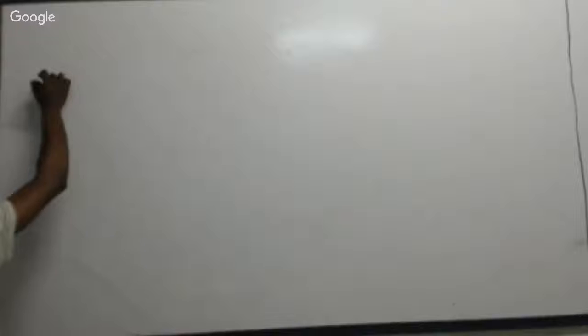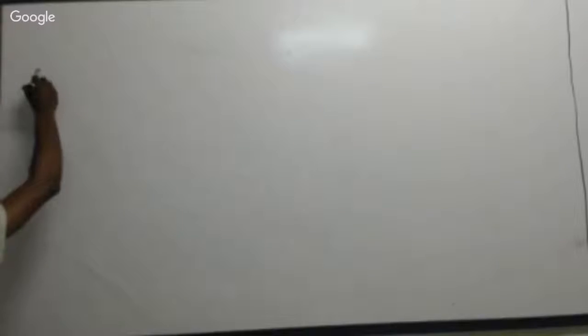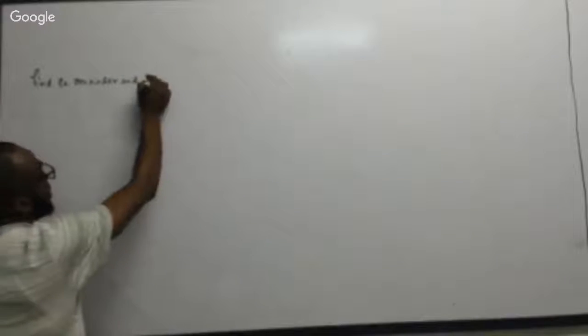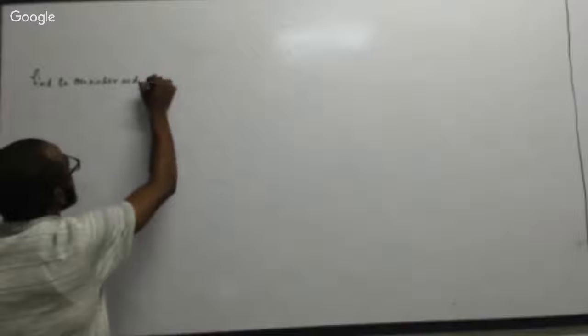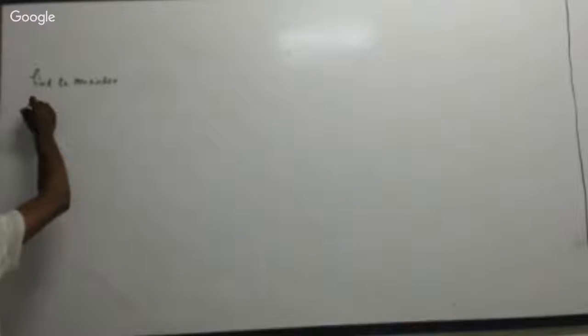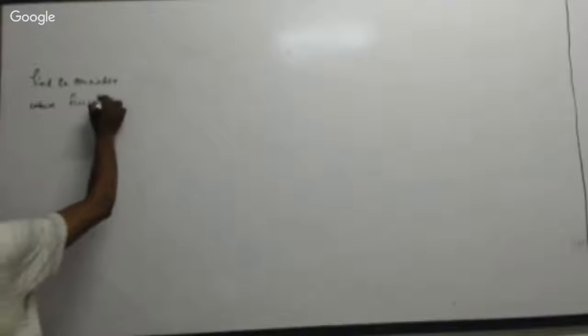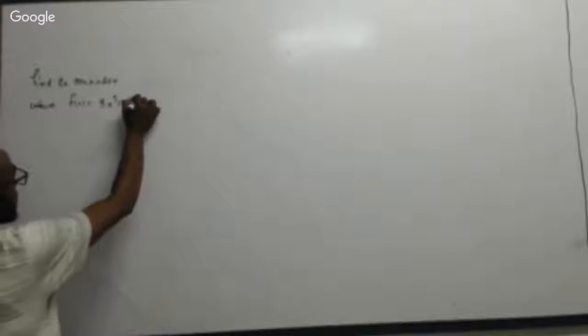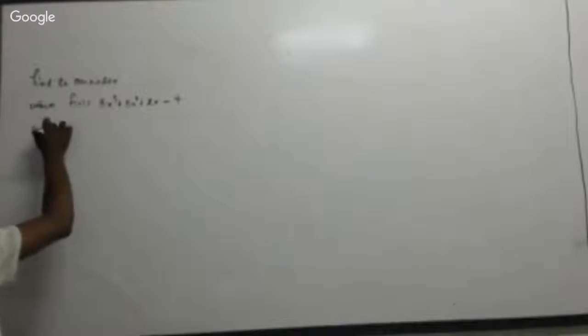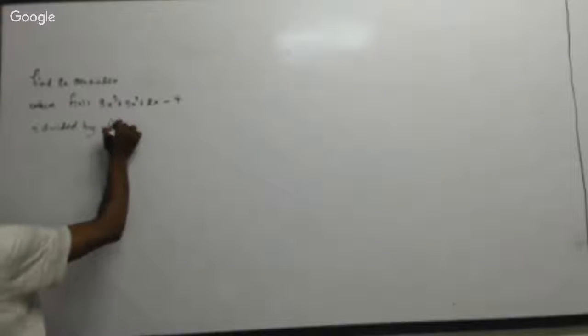Suppose in the exam they give you, let's give you an easy one first. Suppose they say, find the remainder when f of x equals 3x cubed plus 5x squared plus 2x minus 4 is divided by x minus 2.